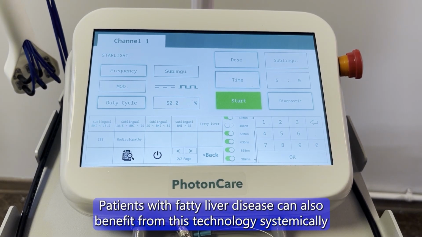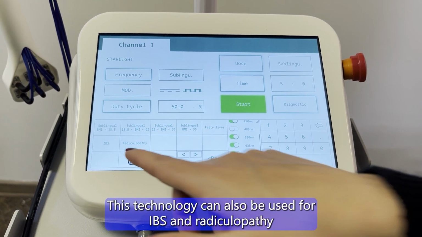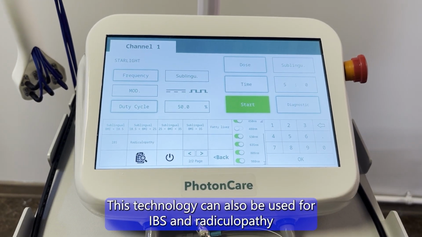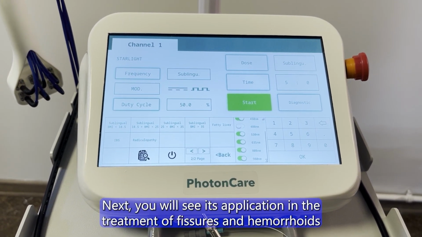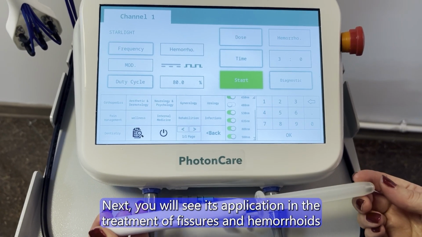Patients with fatty liver disease can also benefit from this technology systemically. This technology can also be used for IBS and radiculopathy. Next, you will see its application in the treatment of fissures and hemorrhoids.